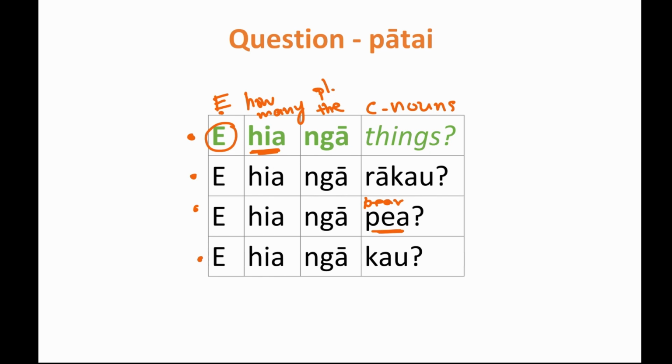One thing I did forget to mention is the reason why it is ngā here and not te. In English, you wouldn't say, how many cow is there? Because that implies there's only one. So just like English, when you're asking the questions, it's going to always be ngā, plural form of the.